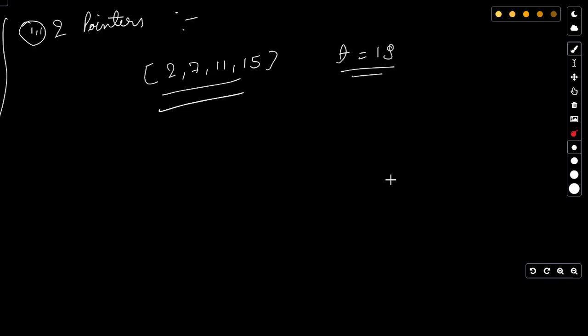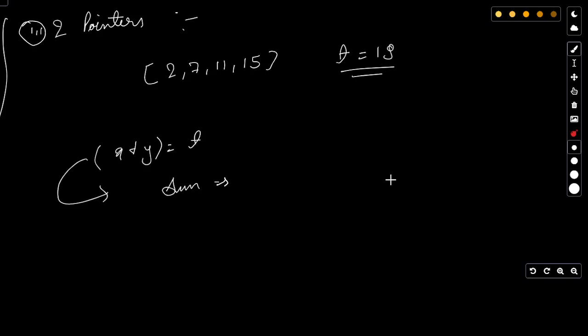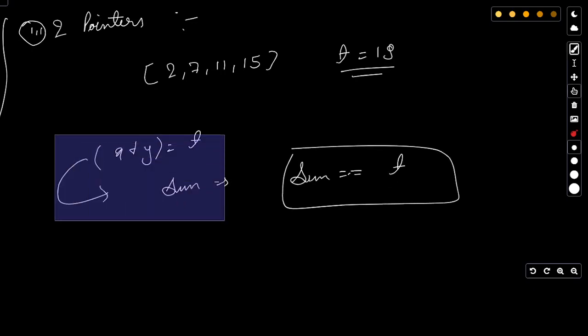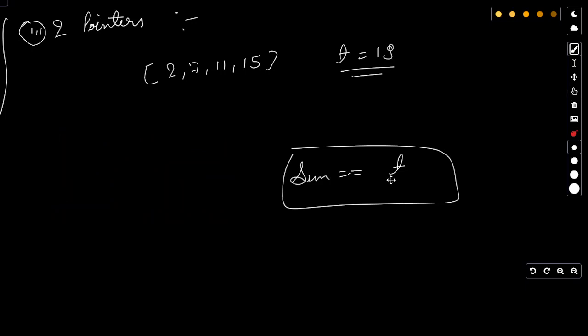What we're going to do is use two pointers to manipulate our sum. Since our equation is x plus y equals target, let me take this as sum. We need to find the condition where sum is exactly equal to the target. To do that, we will take the help of two pointers: an ith pointer and a jth pointer.